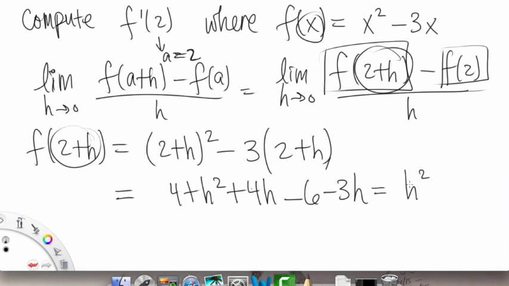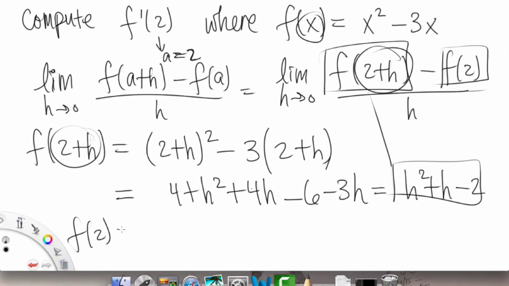An h squared, and then a plus 1h, and a minus 2. Okay? So that's what we have for the first box. That's our f of 2 plus h. And now let's solve for f of 2. That should be a little bit simpler here.